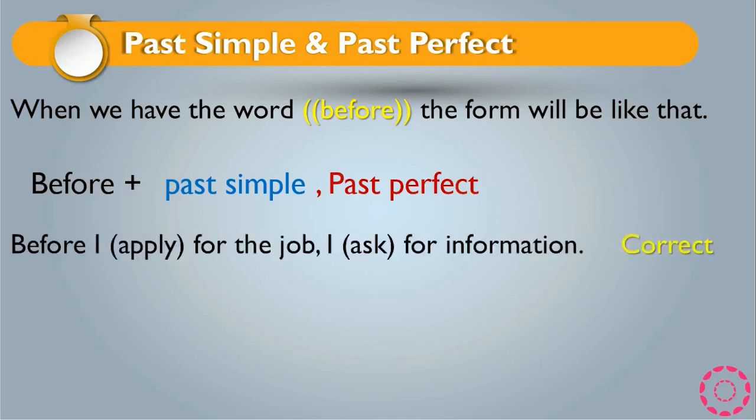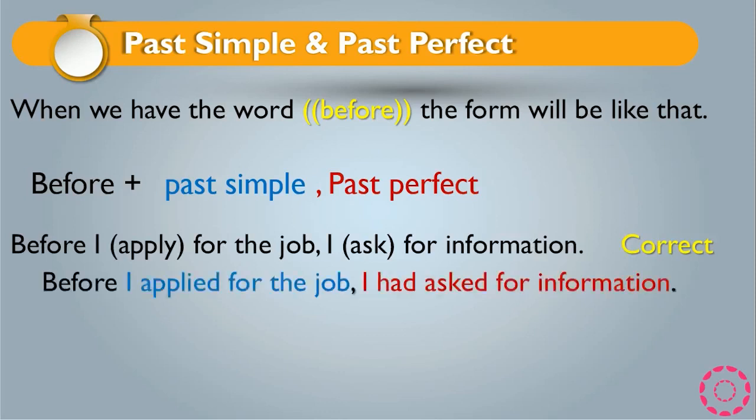Before I apply for the job, I ask for information. It says correct the sentence. It became, before I applied for the job, I had asked for information. So we change to the past simple, apply became I applied for the job. We will change apply to applied, and we will write a comma as you see here. And after that, I asked for information became past perfect, I had asked for information.